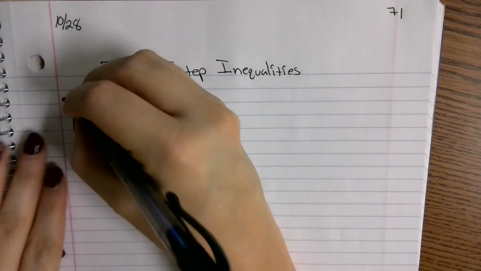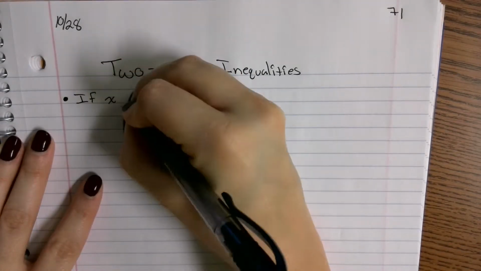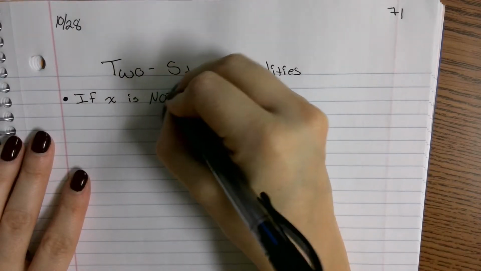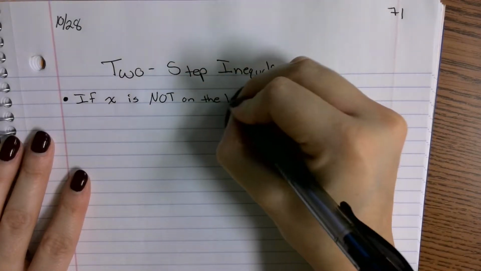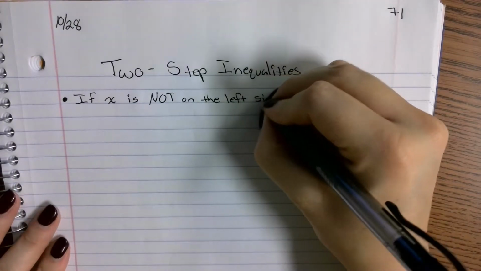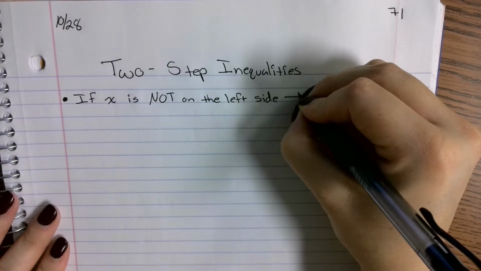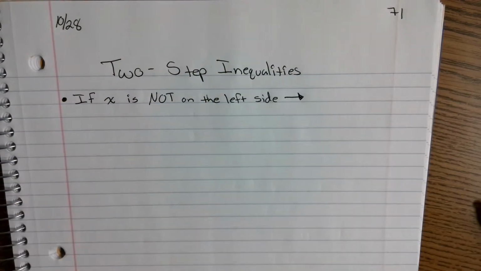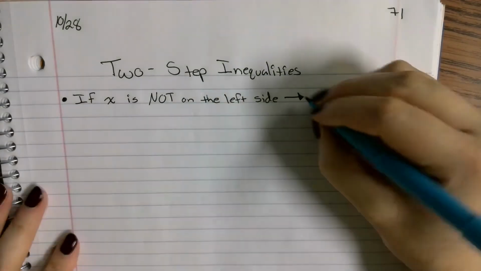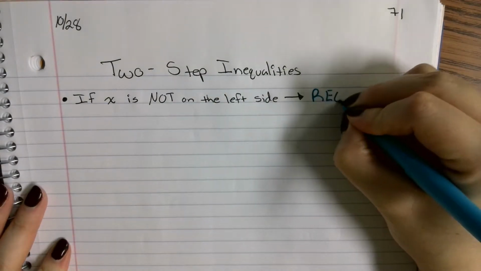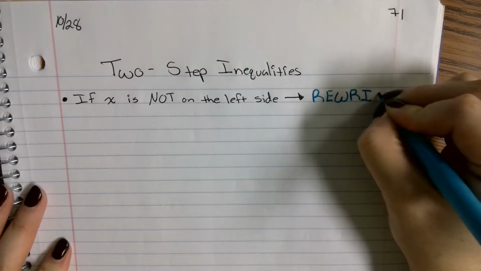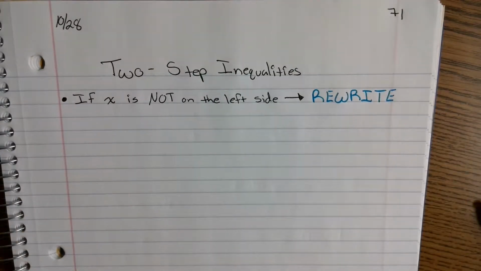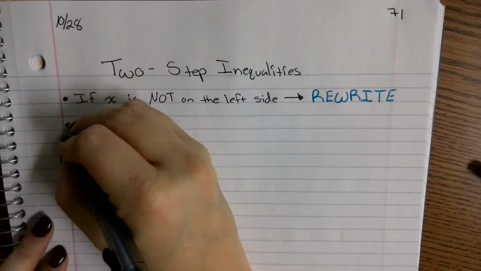First thing that you need to remember, if x is not on the left side, what do we have to do? Rewrite. Yeah, you just have to rewrite. That's right. If x is not on the left side, that's when we do the rewrite. So you always check first before you start solving, is x on the left side of the inequality? If it's not, rewrite it so that way you have it on the left side first. That's always going to be the first thing you're going to check.